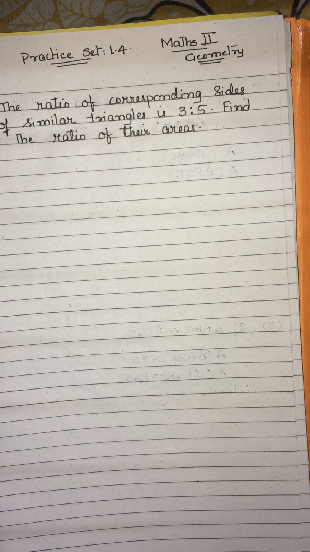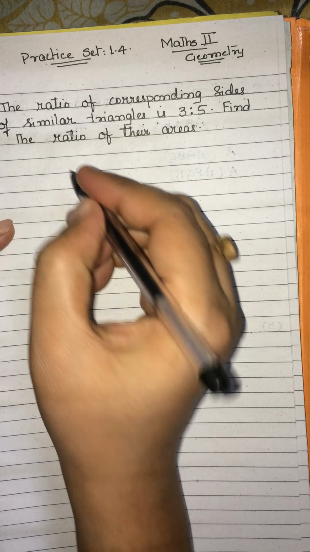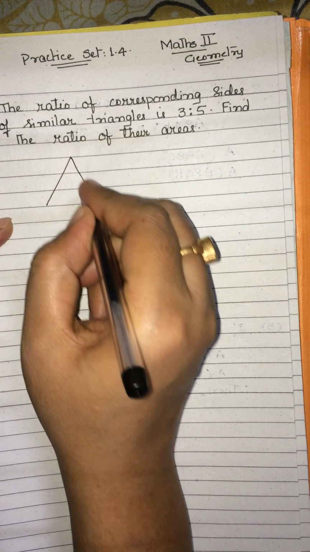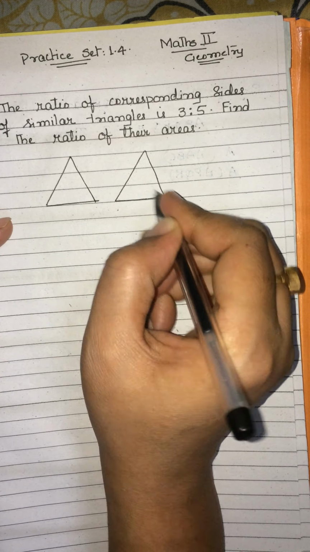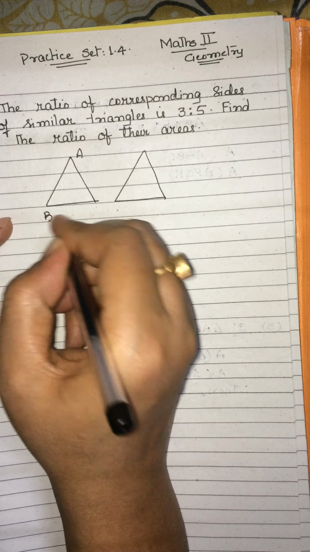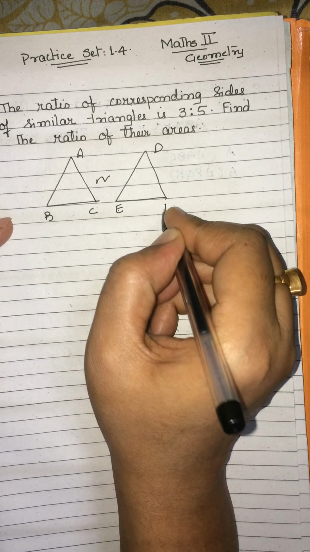Practice set 1.4, Geometry, Maths 2. The first question is given. The ratio of corresponding sides of similar triangles is 3:5. Now let us see. These two triangles are similar to each other, already given to us. Triangle ABC is similar to triangle DEF.